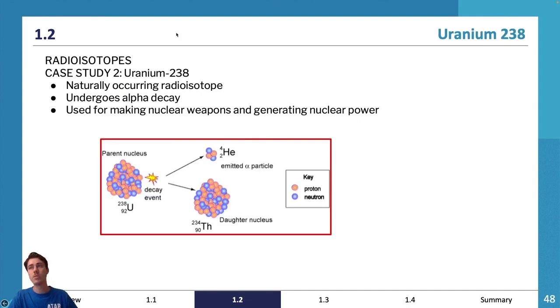The other one that's really cool is uranium-238. It's a naturally occurring radioisotope. It undergoes alpha decay, and it's used for making nuclear power and generating nuclear power. But the problem is the way that we work with it ends up producing a bit of gamma, and it gets really dangerous.